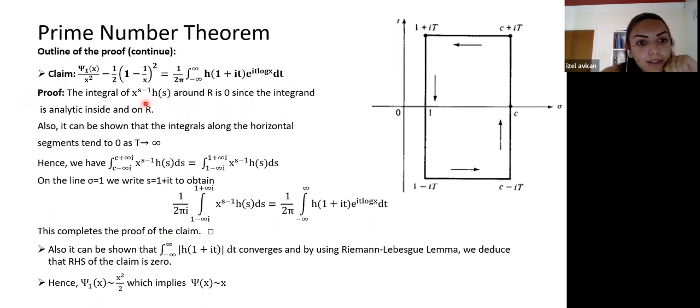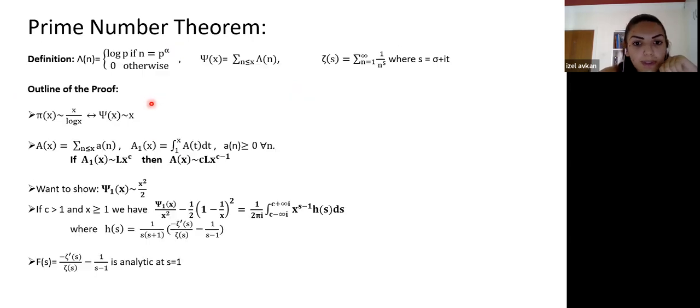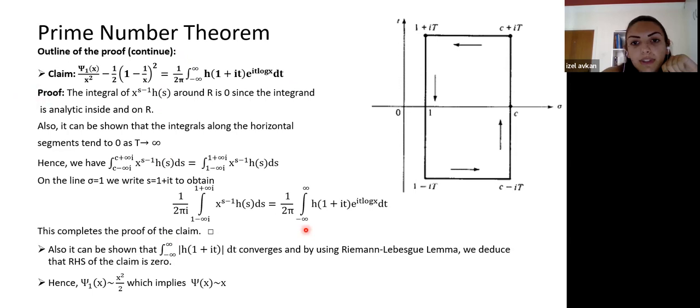The integral of x to the s minus 1 times h of s is actually this integral, but with not these boundaries. Instead, it is around the rectangle, which is denoted as R, and this integral is equal to 0 since the integrand is analytic inside and on R. We know that h of s is analytic from the previous discussion, and also x to the s minus 1 is clearly analytic. So again, we have a product of 2 analytic functions.